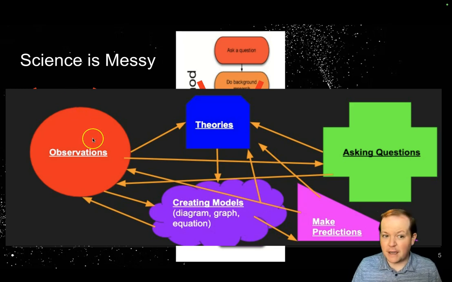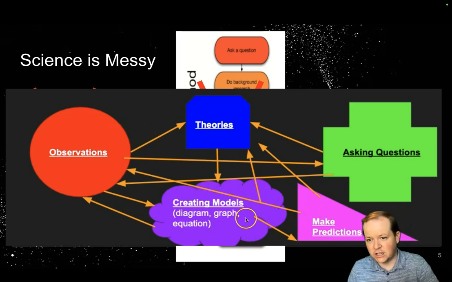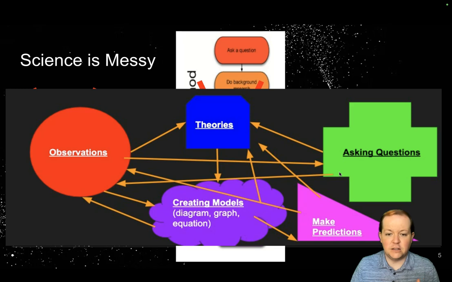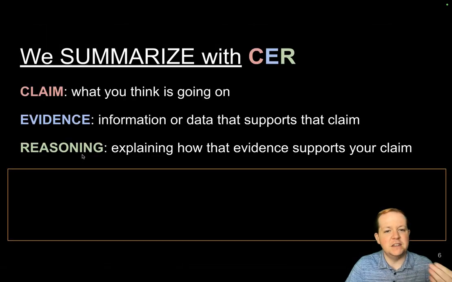Some start with observations and they use those observations to make theories and then models and then predictions. Sometimes a scientist is going to just ask a question, and then based on that question, maybe they make a computer model and then they put that into real world effects. So there's not really just one right or wrong way to do science, but how we summarize, how we conclude is often with this CER, okay? So that's the main idea.